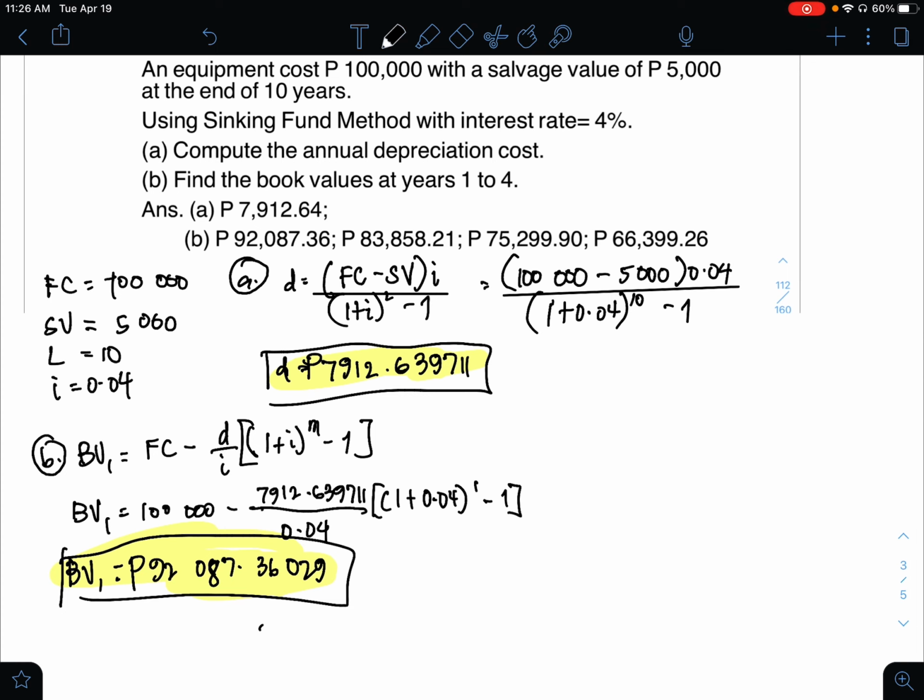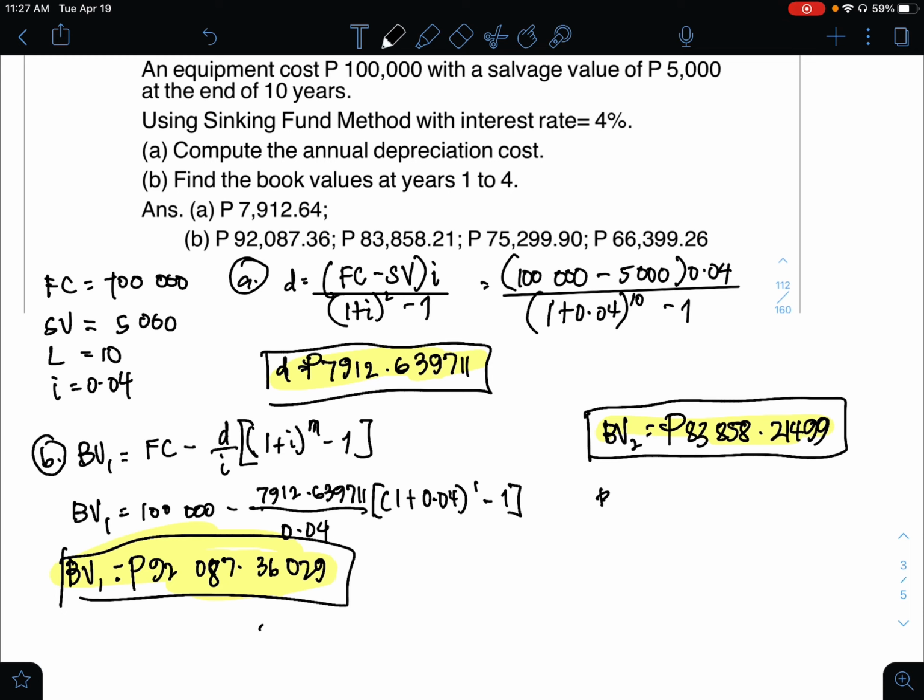At year 2, same lang gyapon na itong buhaton. So, ilisa na nato siya og raised to the power of 2. So, raised to the power of 2, our BV2 is 83. So, ilisa na naman siya class. So, yung i-input sa calculator. So, that's 83,858.21499. That's your BV2.